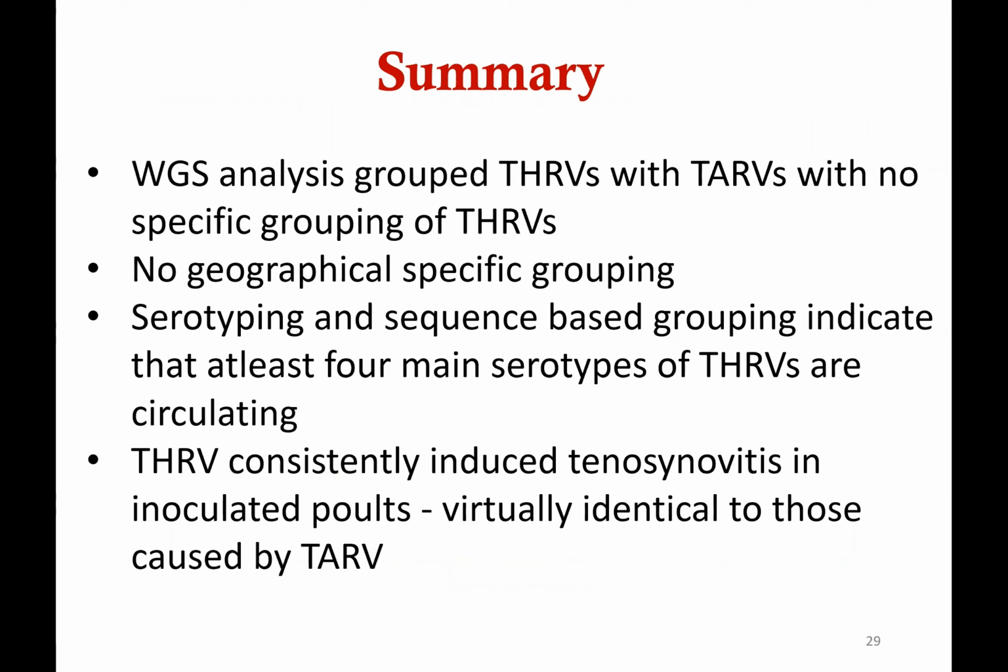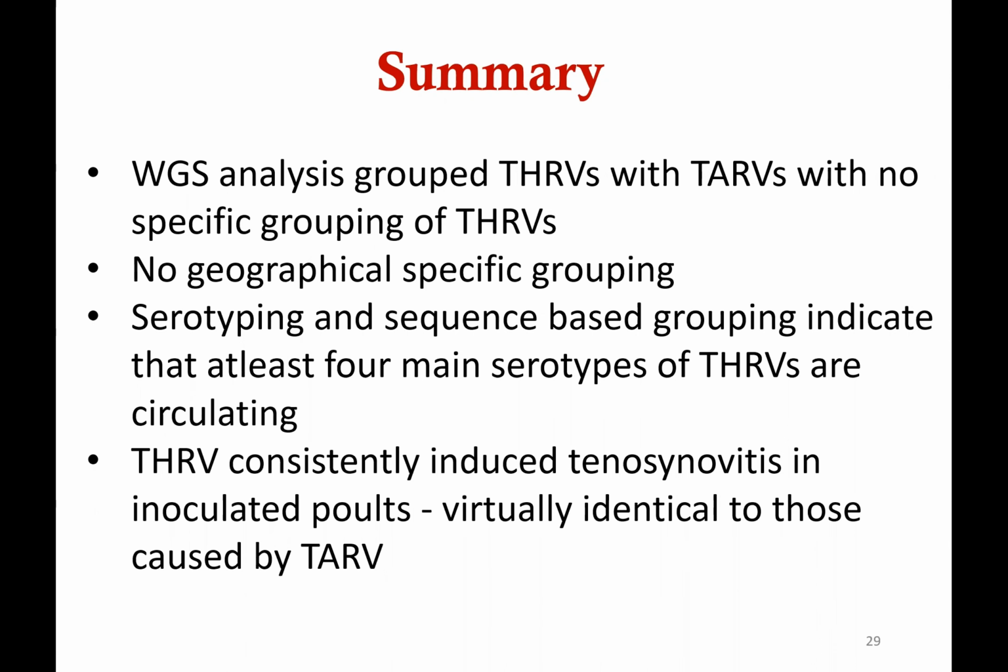So in summary, based on the whole genome sequence analysis, turkey hepatitis reoviruses were closely related or grouped with turkey arthritis reovirus. There was no specific grouping of hepatitis reovirus, no geographically specific grouping, and on both the cross neutralization assay and sequence-based typing, we have seen 3 to 5 main serotypes of these hepatitis reoviruses. And turkey hepatitis reovirus consistently induced tenosynovitis in the poults, and that lesion score is almost identical to turkey arthritis reoviruses.